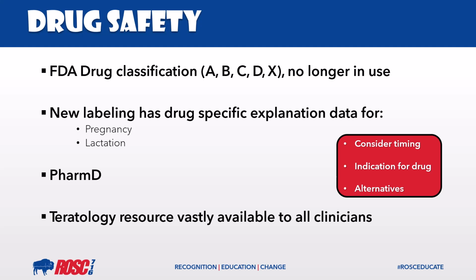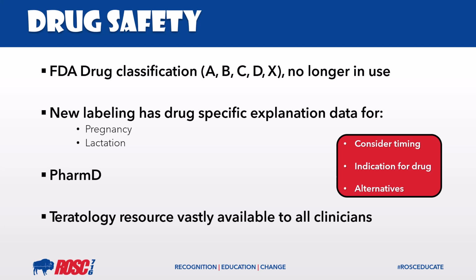So the FDA no longer uses its classification A, B, C, D, and X. Now it's moved to pregnancy and lactation labeling only. The best knowledge or best facts are listed in these pregnancy and lactation explanation data, and that's for you to consider the timing of the drug exposure, the indication of the drug, and also search for alternatives if appropriate.